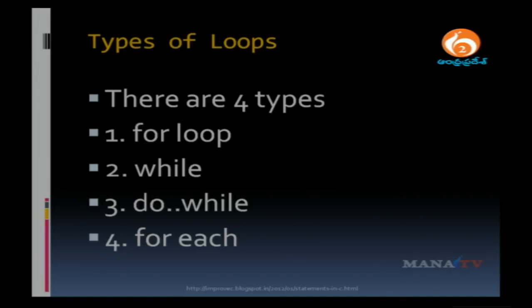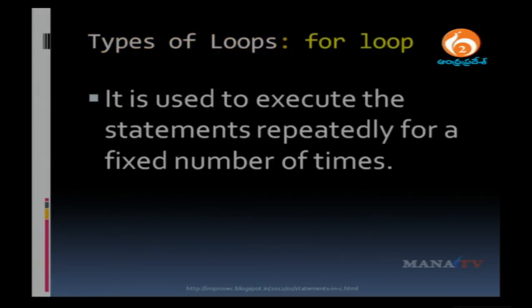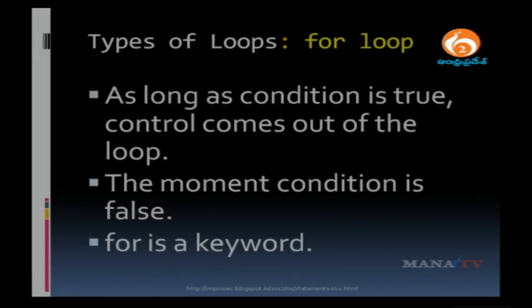For, while, do, while, these are all keywords. Keywords means they should be in lowercase letters. These keywords should not be used for some other concept. The for loop is used to execute the statements repeatedly for a fixed number of times. As long as the condition is true, the statements execute. The moment the condition is false, control comes out of the loop.